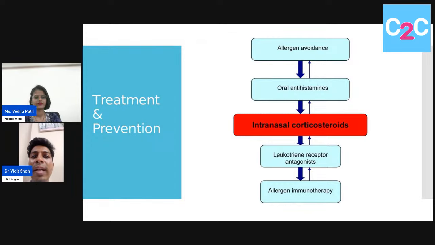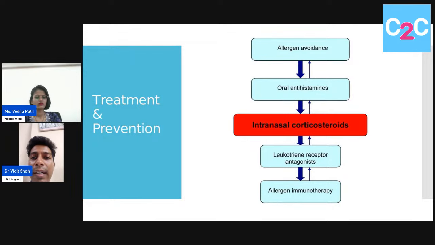Yeah, so now coming to the treatment and the prevention aspect of allergic rhinitis. As it's very clearly mentioned, we always have a stepwise treatment in allergic rhinitis patients. We cannot go to immunotherapy at the earliest, or maybe start the patient on intranasal corticosteroids the day he enters the OPD.